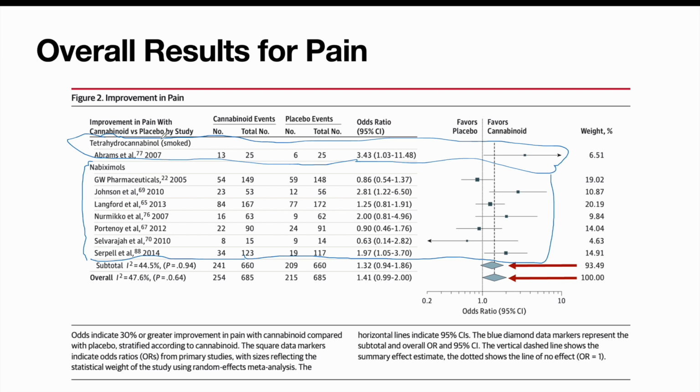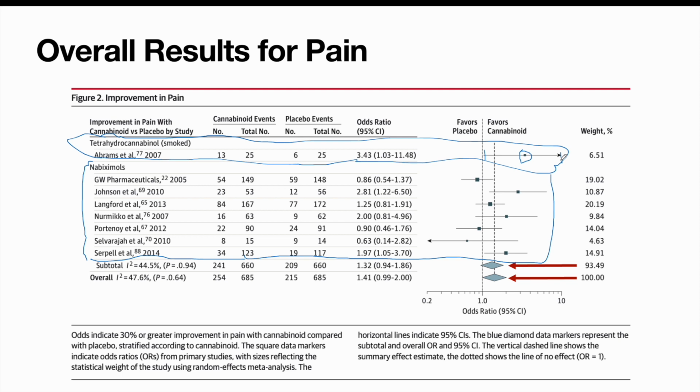So for the tetrahydrocannabinol, this would be our mean, and this would be our 95% confidence interval. It's very important to note which side of the odds ratio line one the 95% confidence interval falls on. If this entire 95% confidence interval falls to the right of the one, then we can say that yes, we saw an improvement in pain with smoked tetrahydrocannabinol.